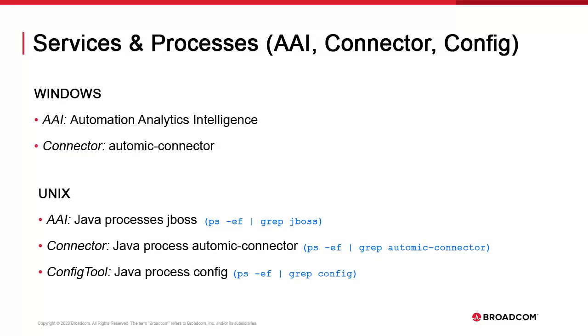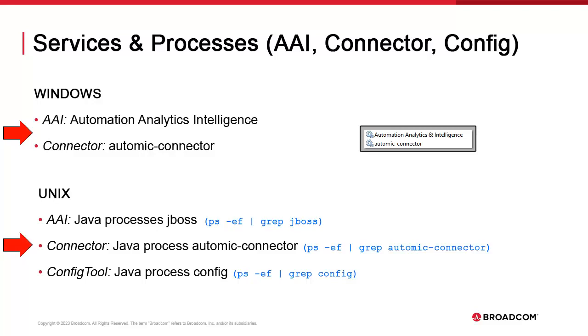Let's consider the Windows services and Unix processes. In Windows, things are simple. There are two services which are created and installed for AAI and the connector. They can be set to automatic, which auto-starts both components at boot. The config tool does not have a service. In Unix, we have three process groups, JBoss, Atomic-Connector, and Config, for AAI, the connector framework, and the config tool respectively.